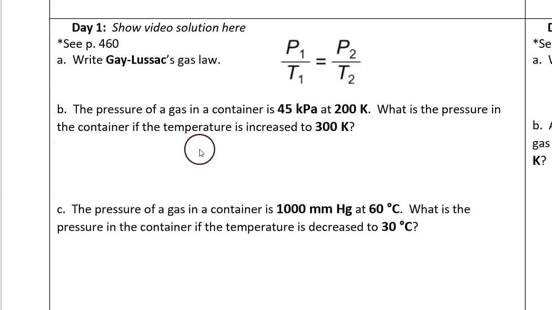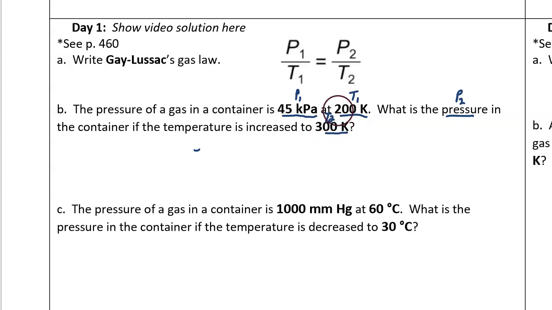Question B, the pressure of a gas in a container is 45 kilopascals, so that's pressure number one, at 200 degrees Kelvin, that's temperature number one, and that temperature is already in Kelvin. What is the pressure, so P2, in the container if the temperature is increased to 300 Kelvin?